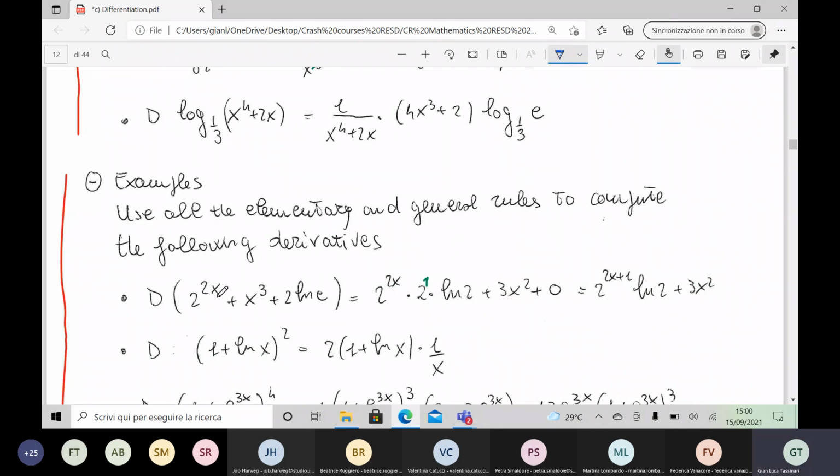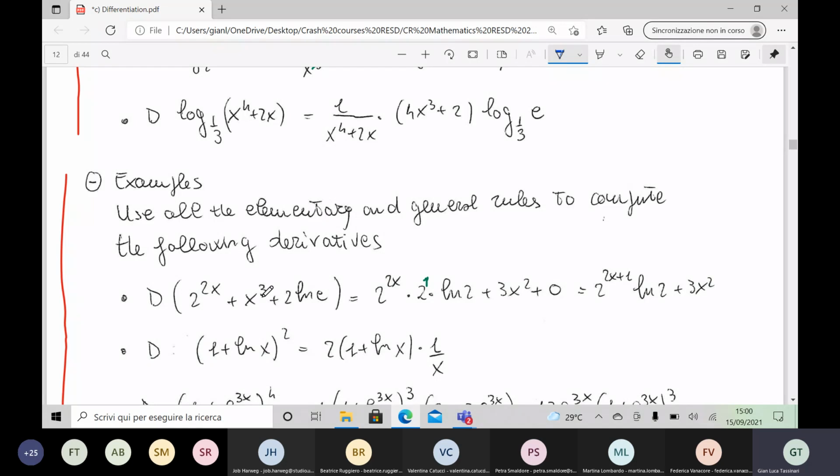f prime of x, which is the derivative of the exponent, the derivative of 2x, is 2 times 2. Times what? ln of the basis of the exponential, so ln of 2. So this is the derivative of the first term, plus, again, the derivative of x to the power 3. Which kind of function is this one? x to the power alpha.